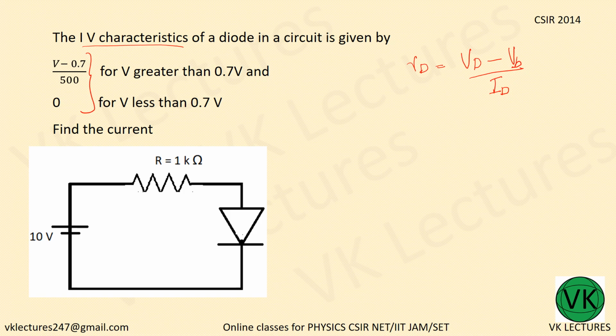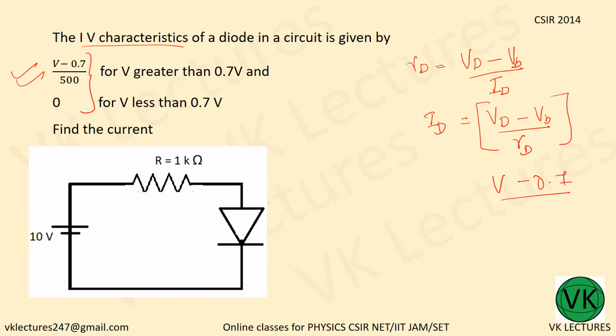Okay, (VD minus VB) by ID. Now we want ID, that is what is given here. ID is equal to (VD minus VB) divided by RD. Now just equate this to the given equation: (V minus 0.7) divided by 500.